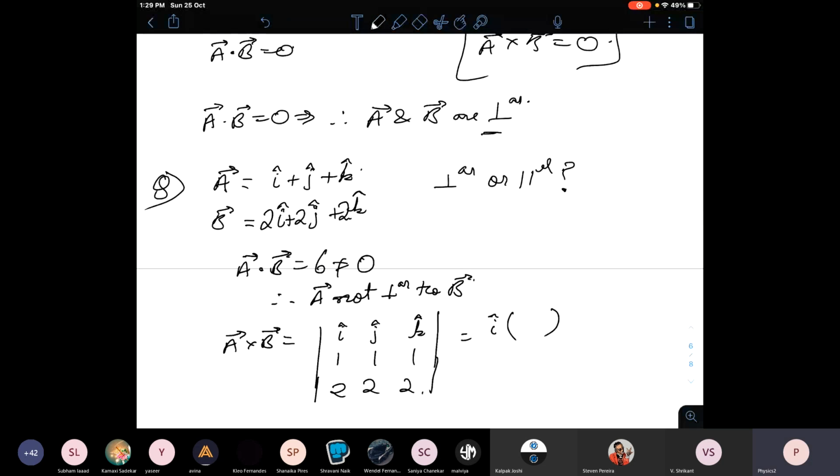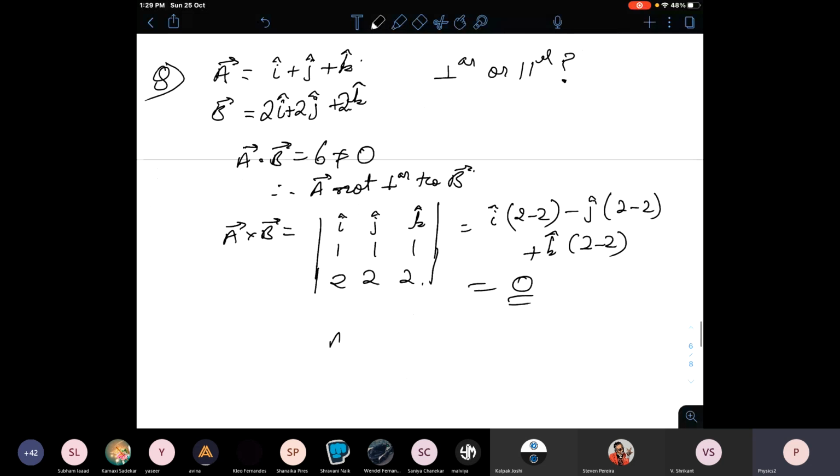I cap (2 minus 2) plus J cap (2 minus 2), sorry, minus J cap (2 minus 2) plus K cap (2 minus 2). So this comes out to be 0. Here you can see that A vector cross B vector is coming out to be 0. Therefore I can say A vector is parallel to B vector.